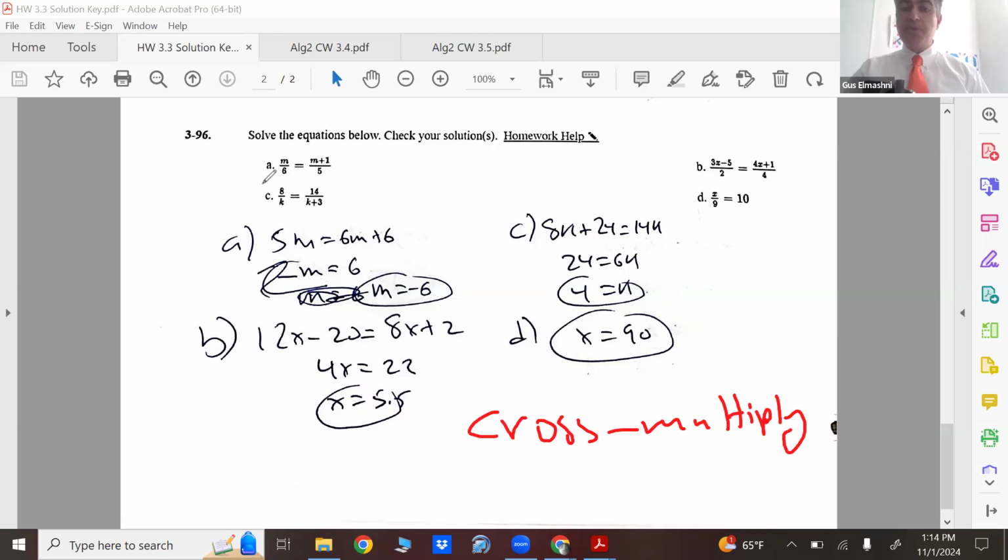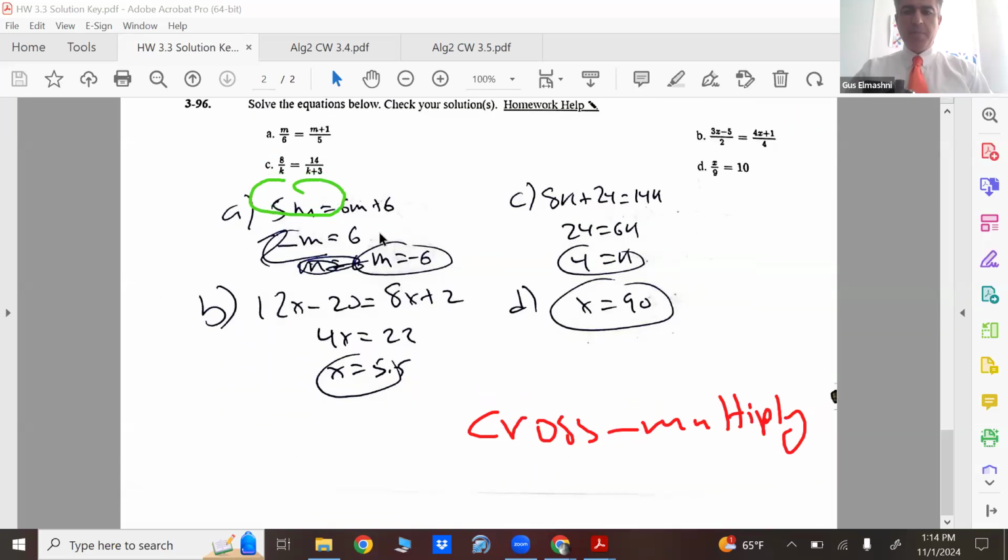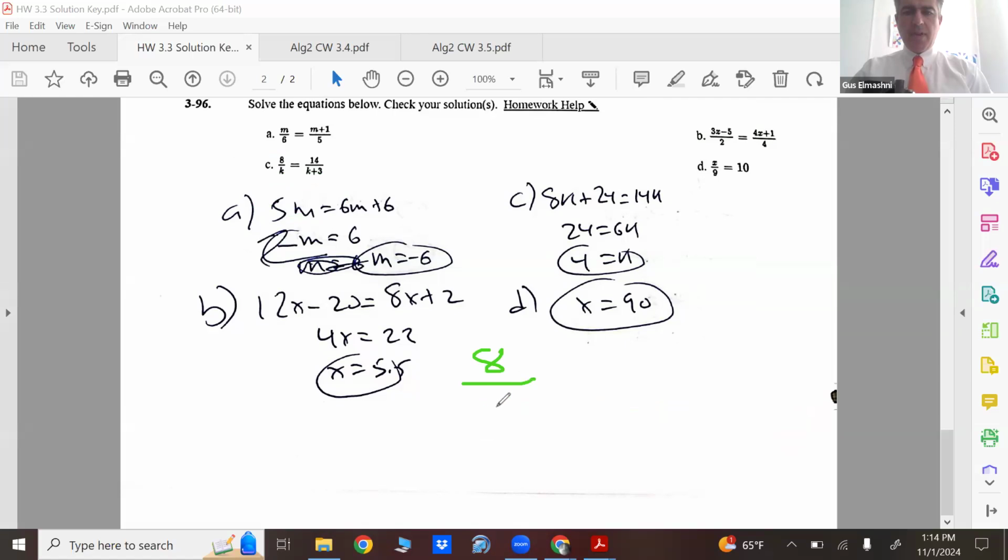Sure. Let's do C. So what you're gonna do? Well, actually, let me do this. I need a little more space, so I'll do it down below. Let me rewrite down here. 8 over K equals 14 over K plus 3. Okay, so let me lasso the ones I'm going to multiply together.